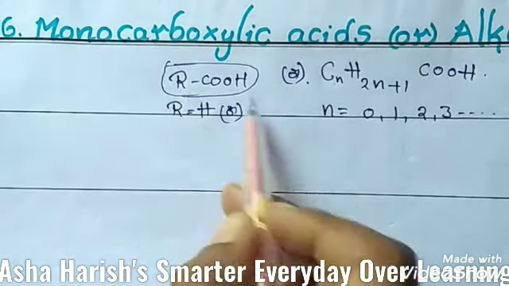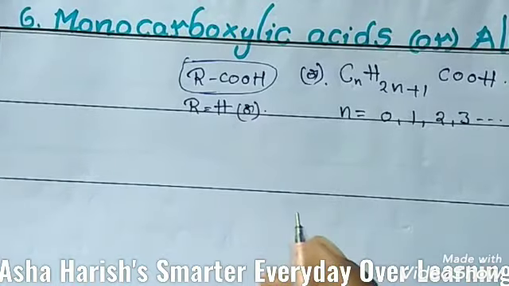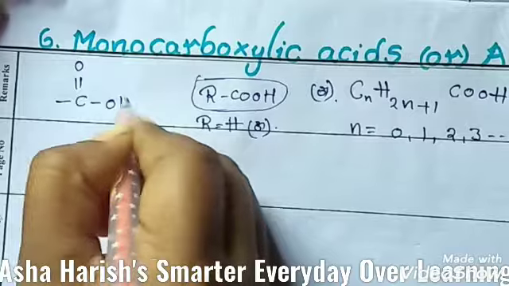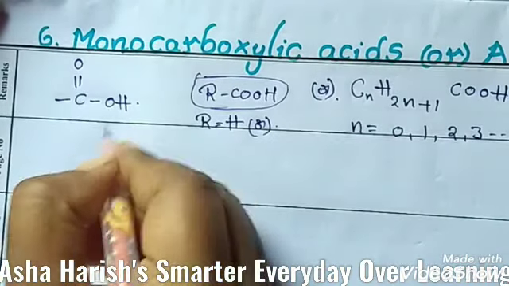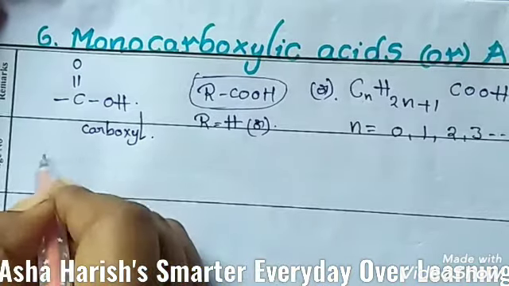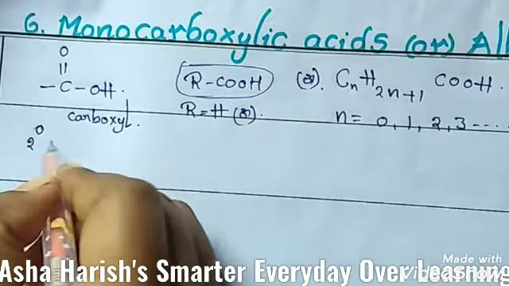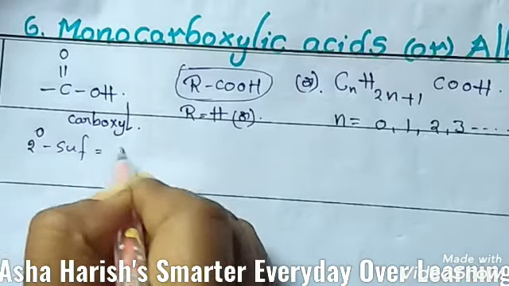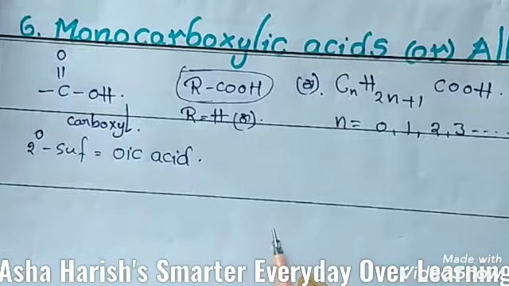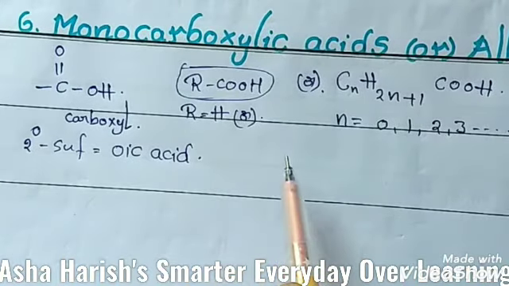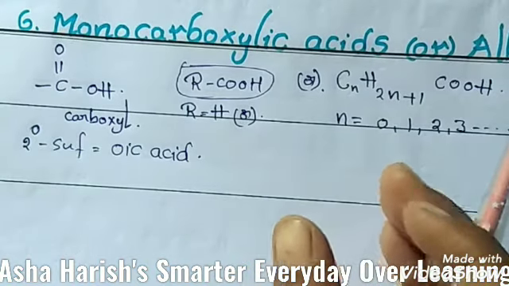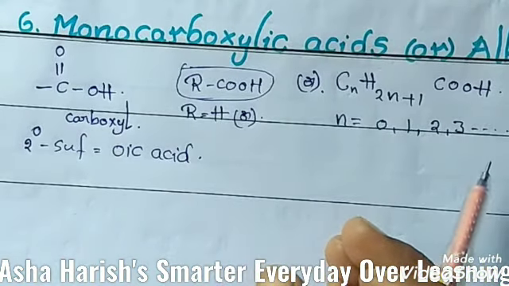And if you represent the carboxylic acid completely as a functional group, you should represent it like this: C double bond O, OH. That is COOH. This is called carboxyl. For this you use the secondary suffix, which is oic acid. Okay students, common names for these monocarboxylic acids are derived from the name of the plant or animal from which they were first isolated.